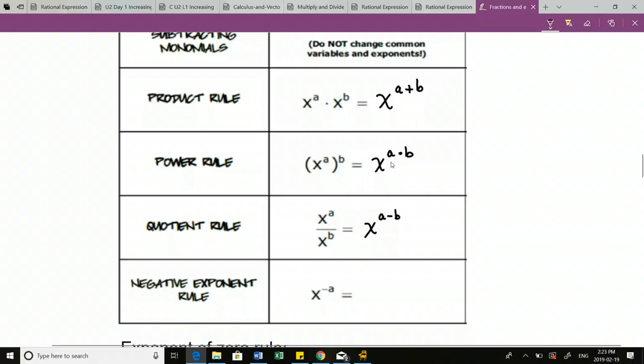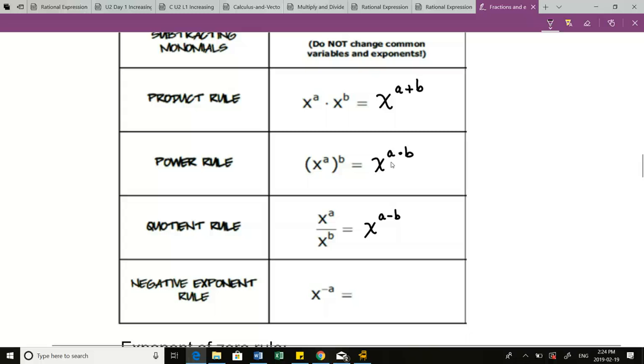Okay, and then the last one is the negative exponent rule. So usually in math, just like how we simplify radicals and how we simplify fractions and things like that, we have some proper ways that we like to express our answers. And one of those ways is having no negative exponents left in our final answer. So the negative exponent rule just helps us get rid of negative exponents.